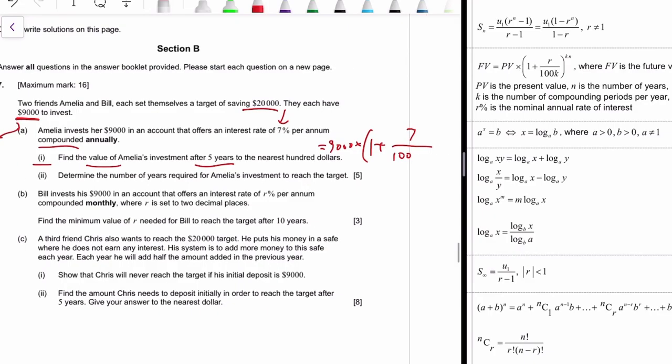Yeah, kind of weird notation. Then you have n in the power. n is the number of years for your investment, so it's 5. And then there is k. k is how many times you compound in a year. In this question, they're compounding annually, which means you compound 1 time per year. So k is 1. Alright, so this would be it.